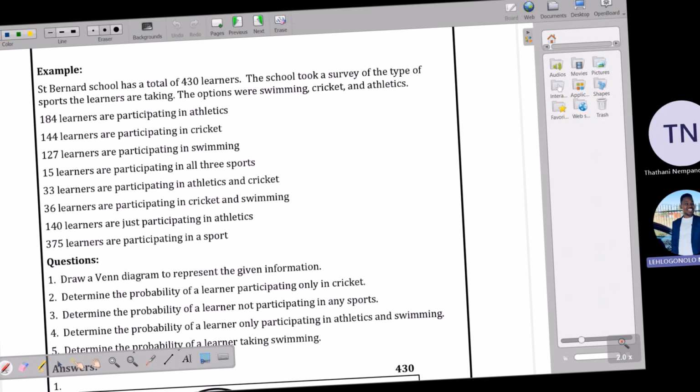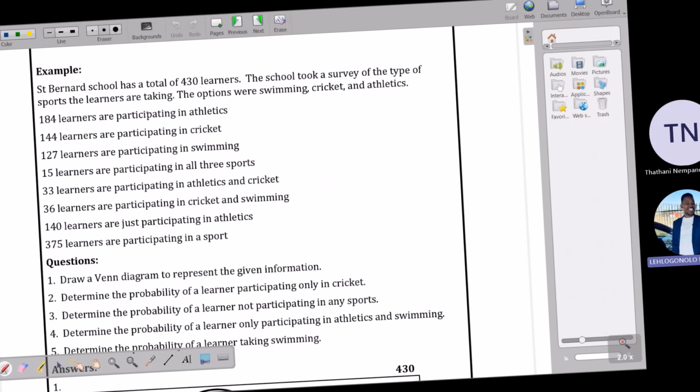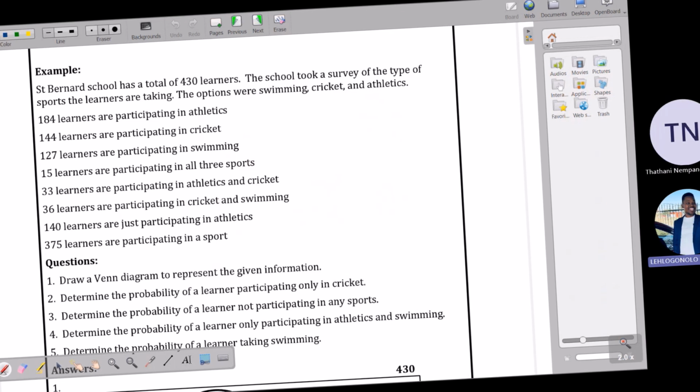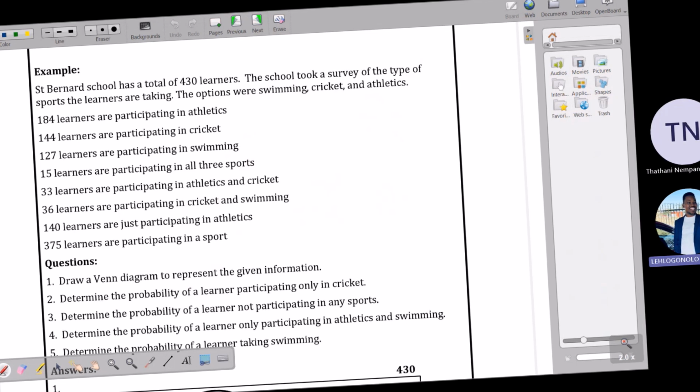Then we figure out those who are not participating, and also we figure out those who are participating in all the 3 events, and also those who are participating in 1 event only, so that we can understand. And then again, figure out how many events are there.